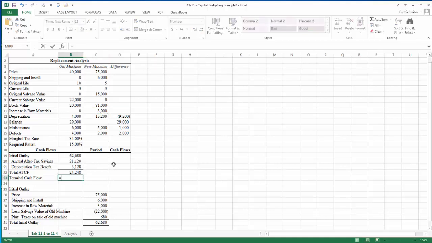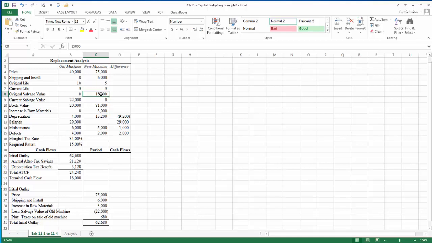So therefore, the terminal cash flow is going to be equal to, we're going to sell this new machine 5 years from now, is the assumption, plus the $3,000 in additional inventory that we can liquidate. Notice here that on this $15,000 we are not factoring in the additional tax. The reason for that is that if we use straight line depreciation like the problem tells us and set it up the way it is, the book value would be equal to the salvage value of $15,000, and therefore there would be no gain or loss.